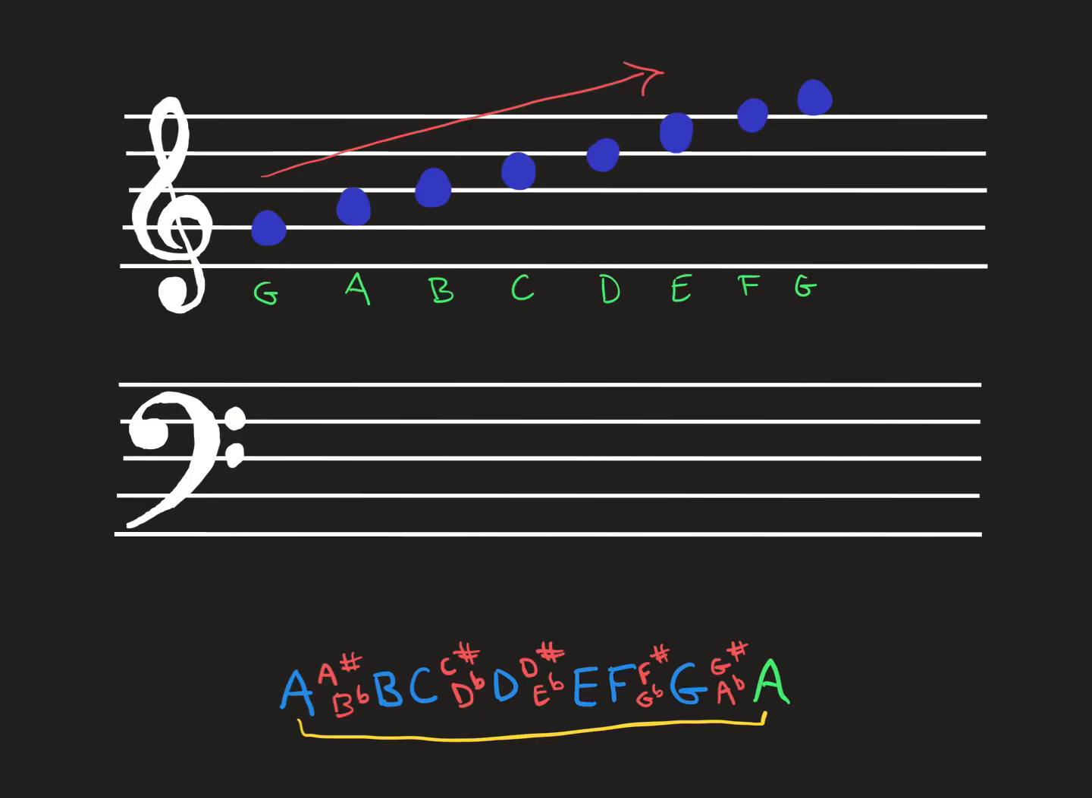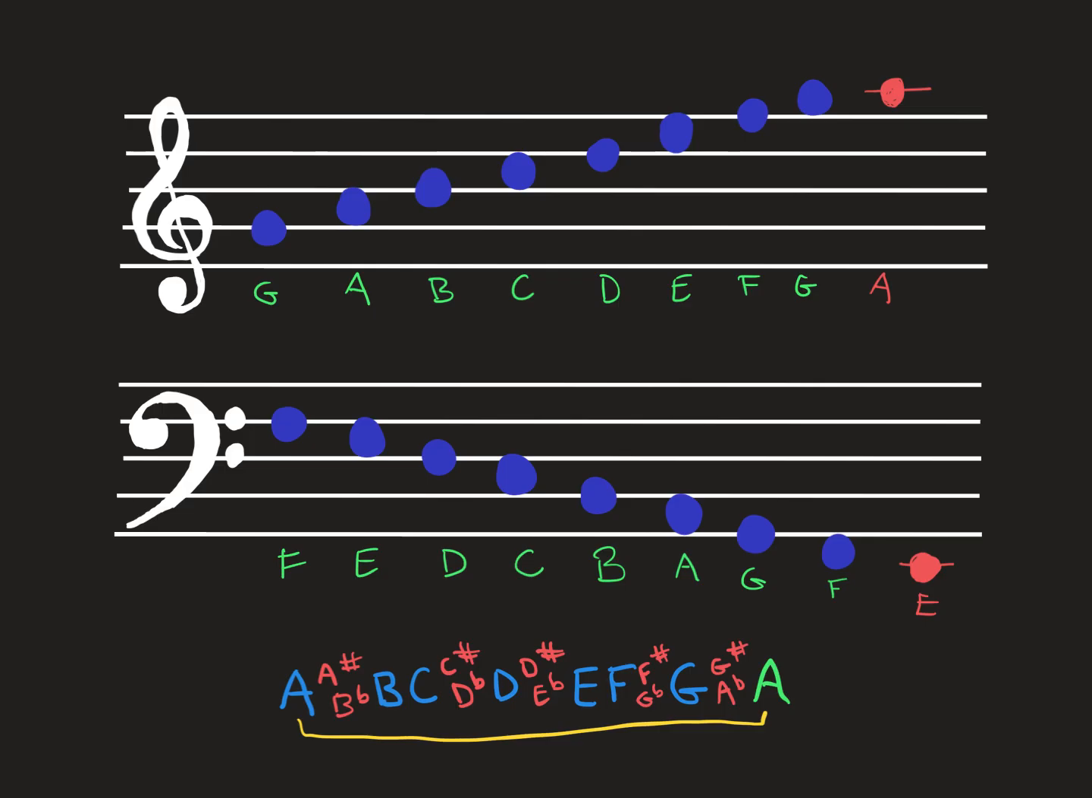At this point, we've run out of lines, so if we want to move on to the next note, we use what are called ledger lines. So we draw a line above, and then we indicate our note on that floating line. This would give us an A. Here's an example on the bass clef.